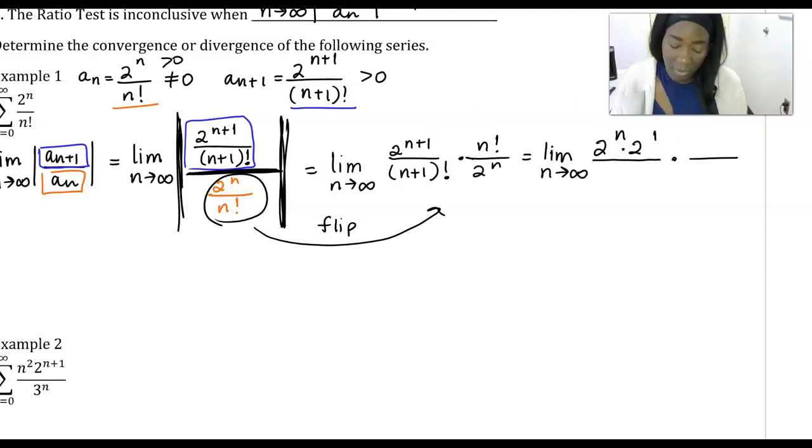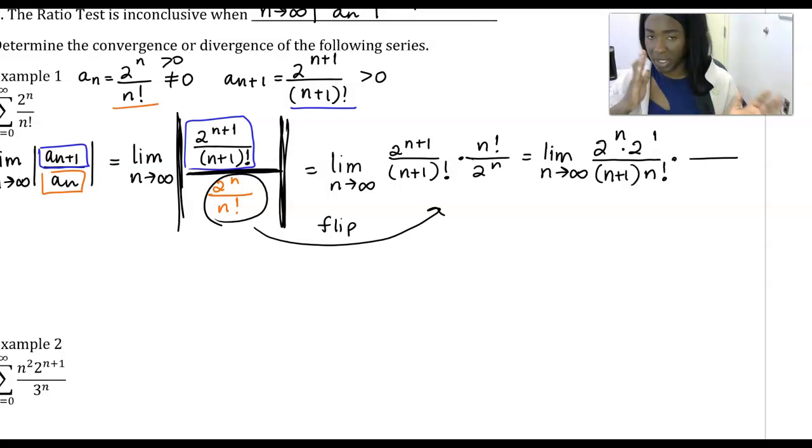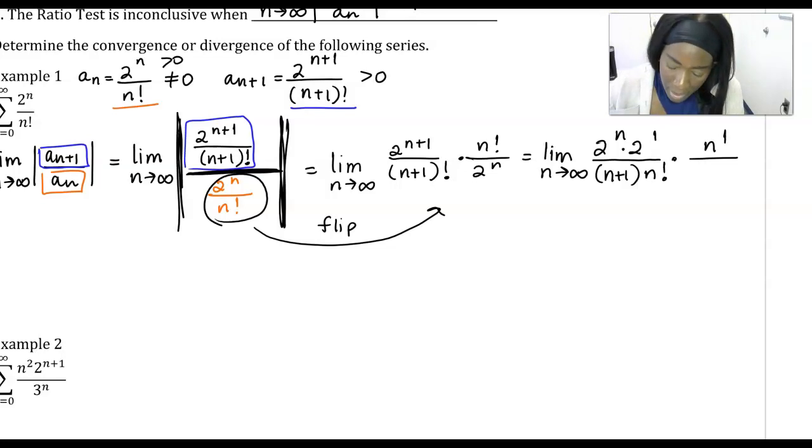In the denominator, the n plus 1 factorial, I'm going to start expanding that. So we know that n plus 1 factorial is n plus 1 times n minus 1, and so on and so forth. But I'm not going to list those out. I'm just going to put it as n plus 1 times n factorial. And then I'll go ahead and write the second fraction that we had.